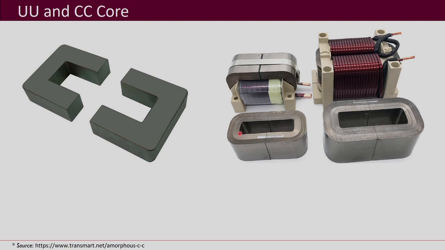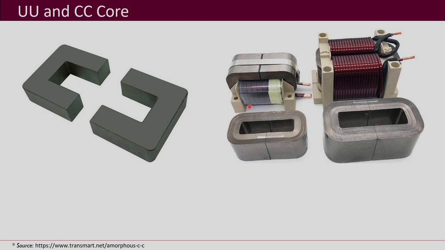Now this is another core which is called the CC core. You may be thinking that they all look the same, but there is a slight difference. You can see here that the corners are round in this case, whereas the corners over here are not so round. When it is a round corner, that's your C core or CC core, and when it's not, then you have the U core. And here you can see that these are joined together. They may be joined using some strips or some tape.